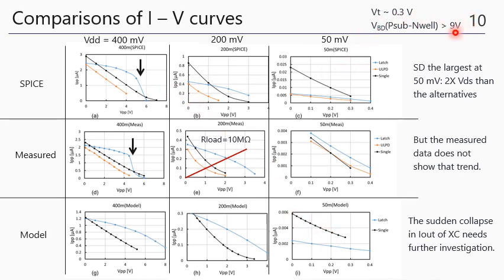And also this sudden collapse doesn't come from the breakdown voltage between the P substrate and NOL, which is larger than 9 volt, and therefore we must investigate the root cause of the sudden collapse.